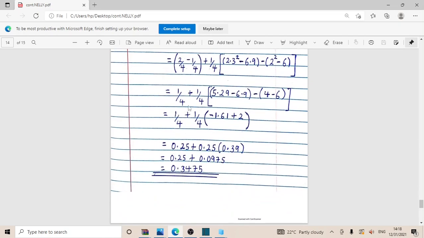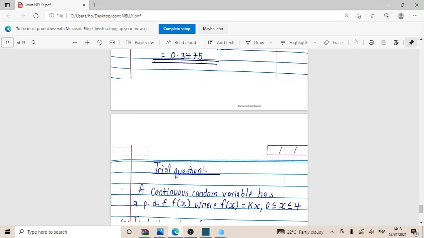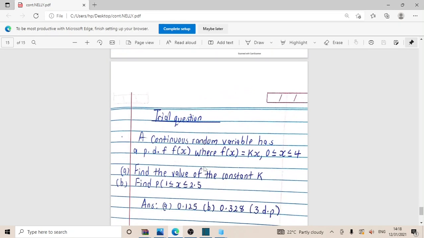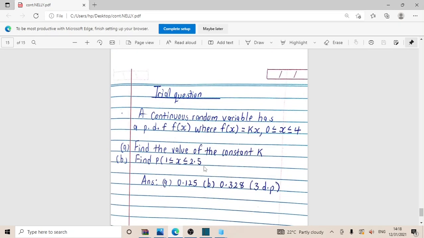Then I go to this, once I say 1 divided by 4, it will give me 0.25. Then plus this 0.25 times this negative 1.61 plus 2 to give me 0.3. So this times this, I get 0.0975, then plus the 0.25, giving me 0.3475. So with that, I'll be done, and this is the trial question I had told you earlier.